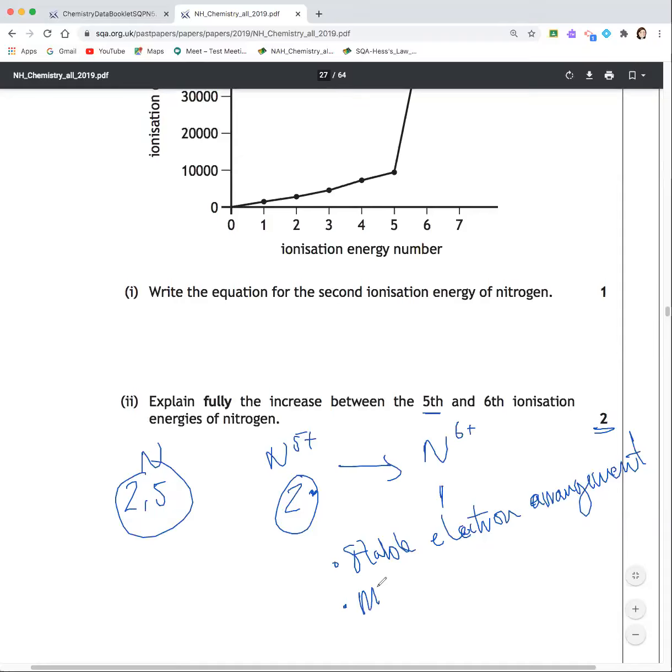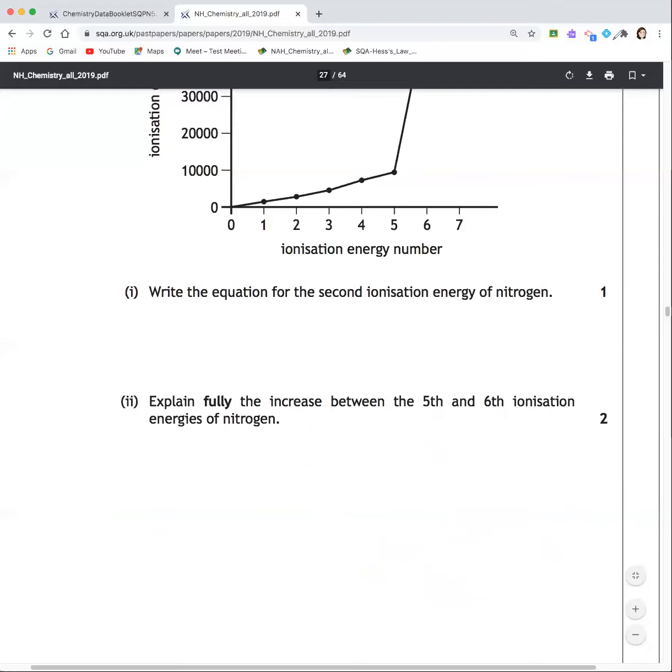Okay, so the electron you're now trying to remove is more tightly held. What you need to make sure you do is put in your answer what ionization you're referring to. So for example, you would have to say the 6th ionization is removing an electron from a stable electron arrangement, and it's removing an electron that's more tightly held as it's closer to the nucleus. Okay, so you need those 2 points for that one.